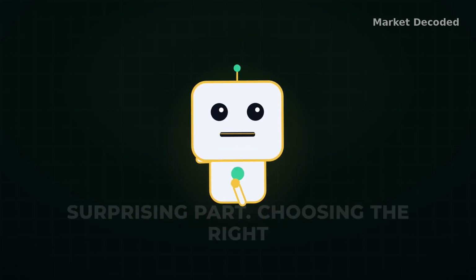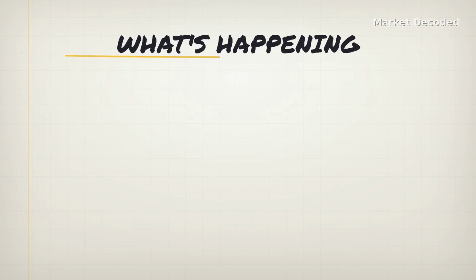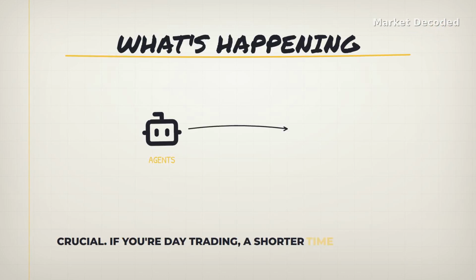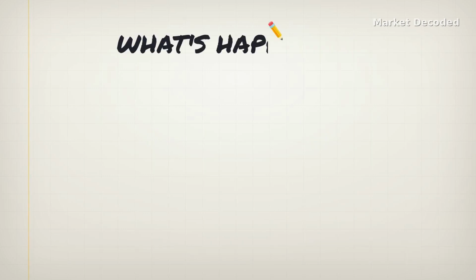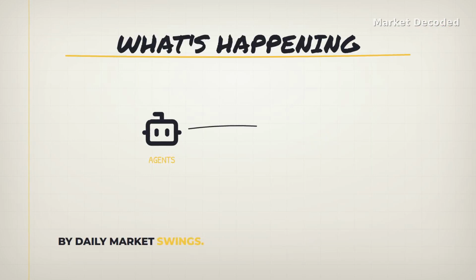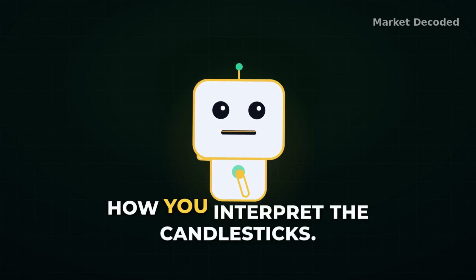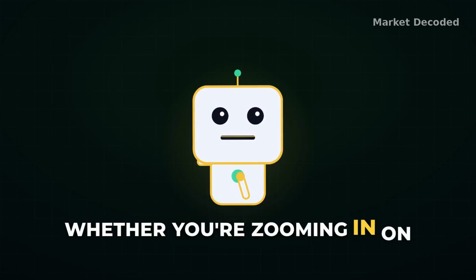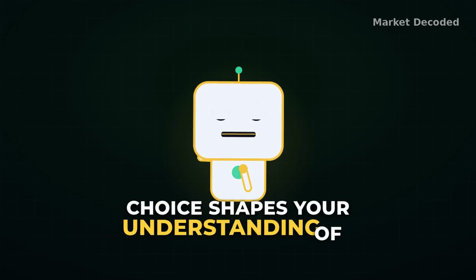But here's the surprising part. Choosing the right time frame is crucial. If you're day trading, a shorter time frame is vital for capturing quick moves. If you're investing for the long haul, focusing on longer intervals can help you avoid getting rattled by daily market swings. Each time frame reveals different dynamics in a market, and understanding this helps you make more informed decisions. So, the time frame matters because it alters how you interpret the candlesticks. Whether you're zooming in on the details or stepping back for a broader view, each choice shapes your understanding of market trends.